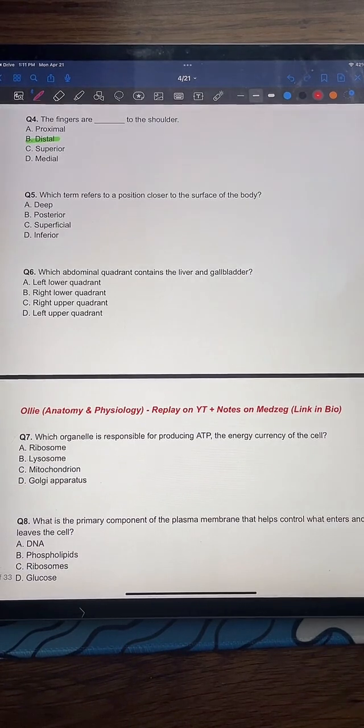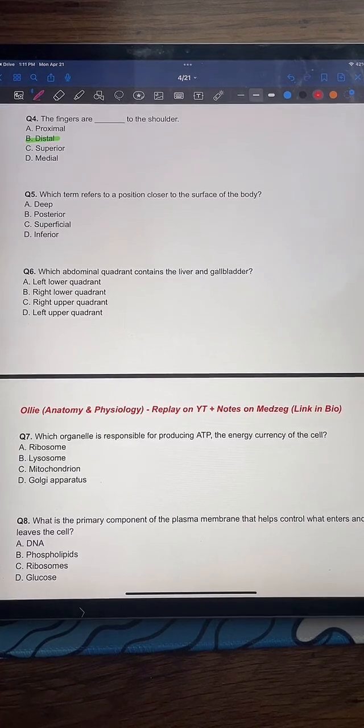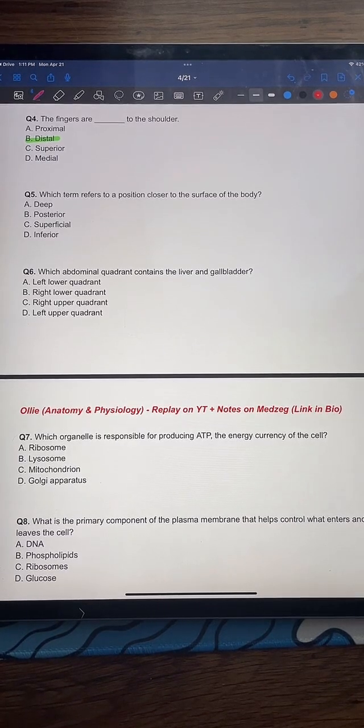Number 5, which term refers to a position closer to the surface of the body? Closer to the surface of the body. So think of, well, I guess I won't say. I almost gave the answer away.